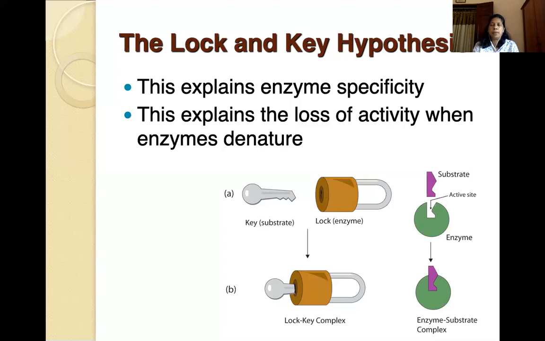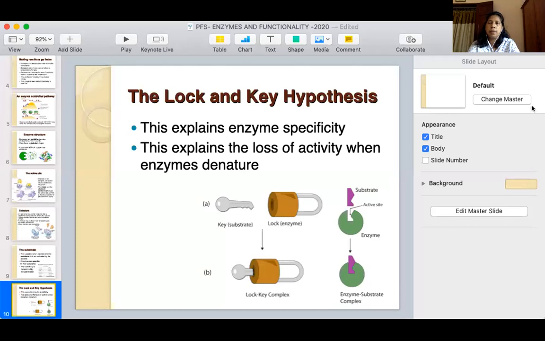Therefore, the substrates fit very well to the active site of the enzyme, and the enzyme-substrate complex will be formed like that. But because of a change in the environmental conditions, you can't take it. You can't carry on there.